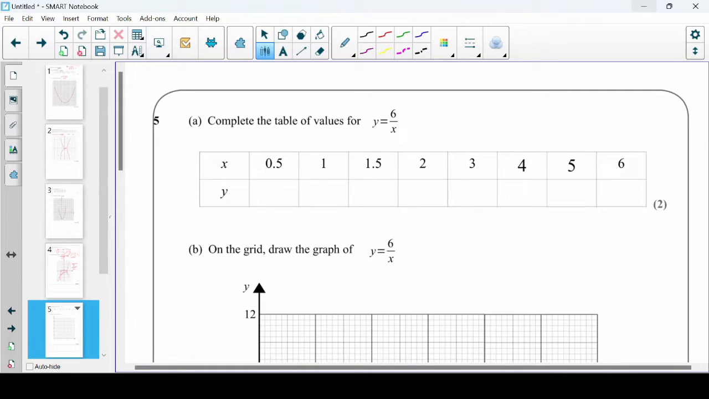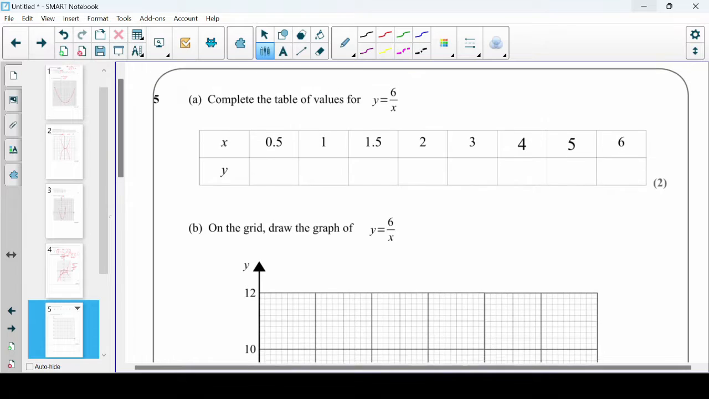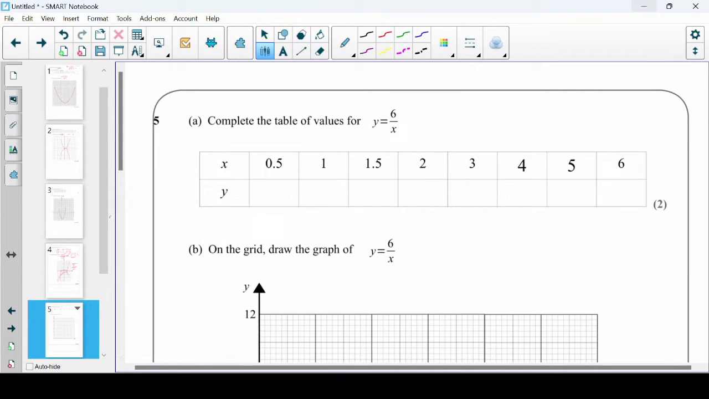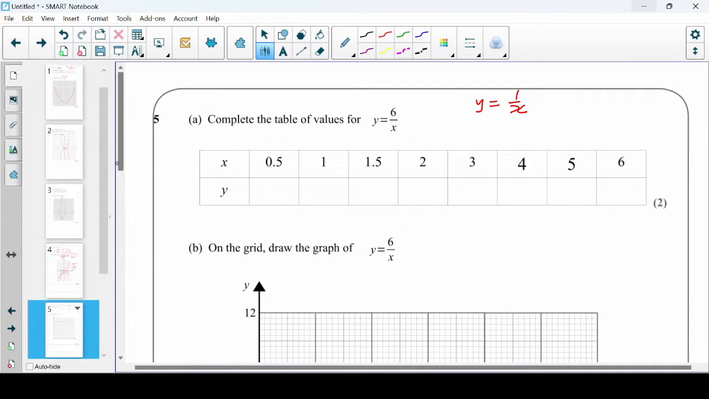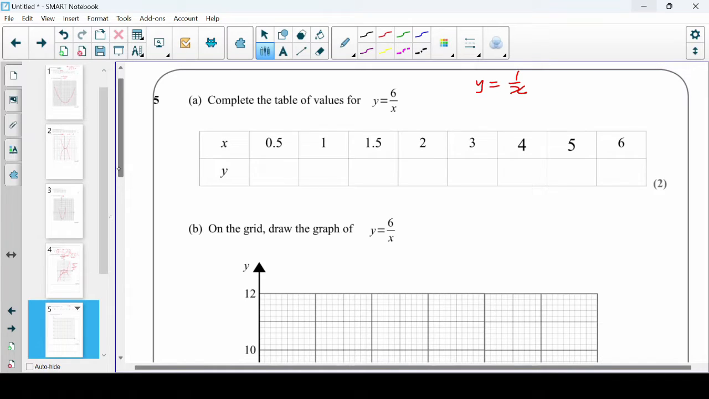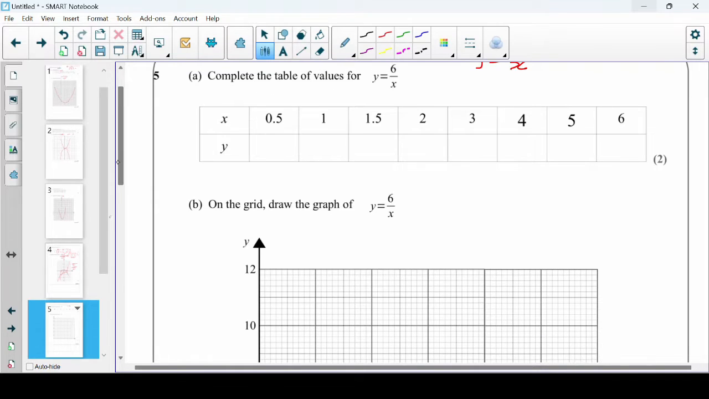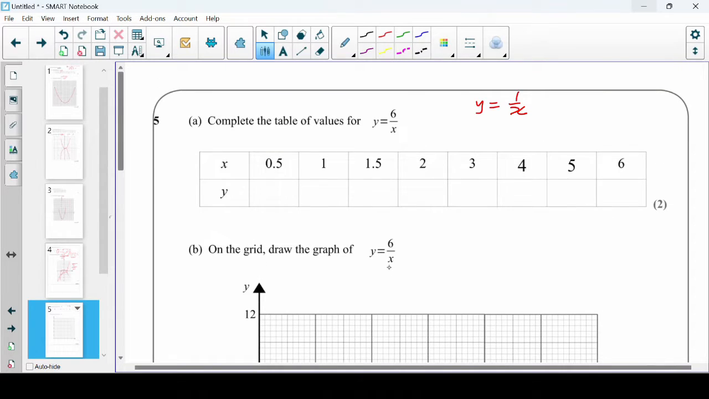Okay, so the next kind of graph is the inverse graph. So the inverse graphs are those graphs in which the x is in the denominator. So it can be y is equal to 1 over x, or y can be any number like this. In this equation, it's 6 over x. So you have to put the values here, and then you can find the value of y in the same way. So if we put the value here, 0.5, right?